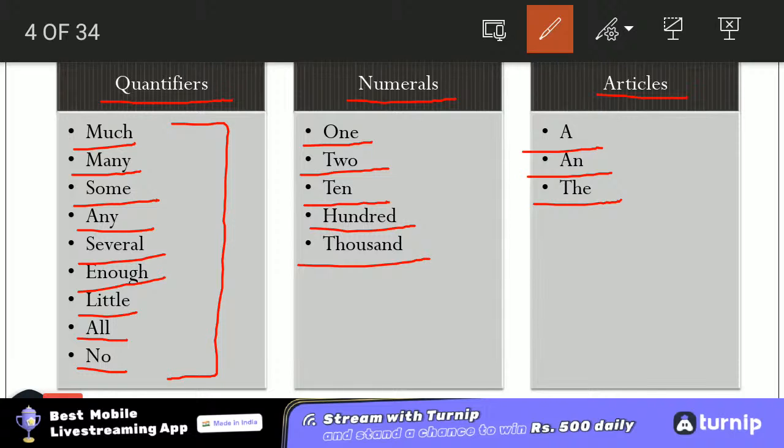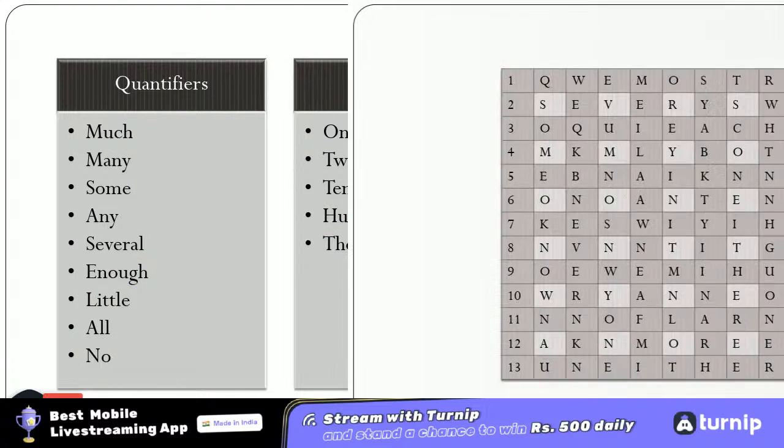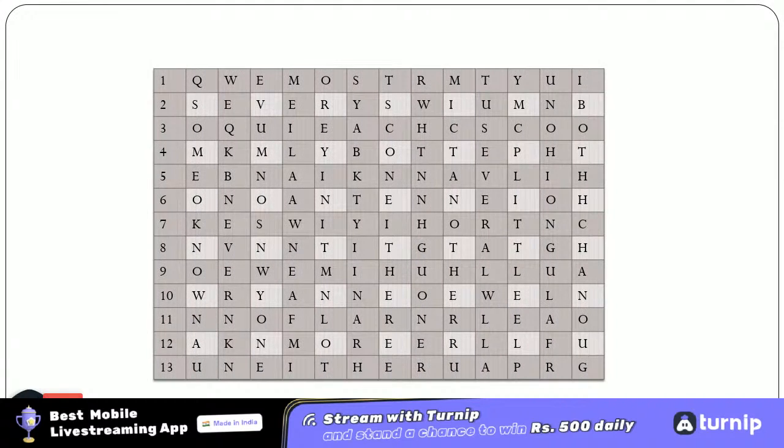Now I have an interesting game for you all. See, there's a puzzle, and as soon as you see the puzzle, you have to think, search it, and it contains all the determiners. So, here I am presenting a puzzle. Can you see? I have written 1 to 13 numbers. You have to search various quantifiers or determiners which we have just now studied. I have told you several names. Now you have to search the names and tell me.